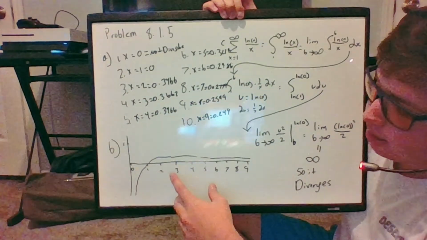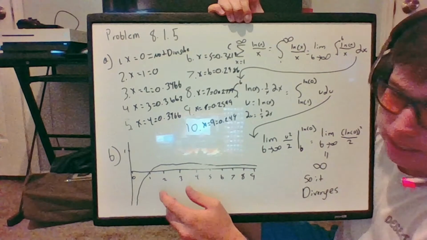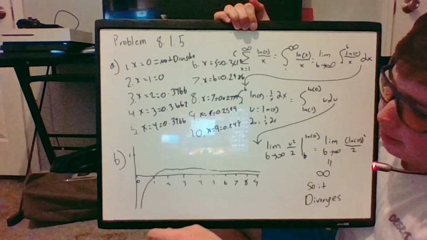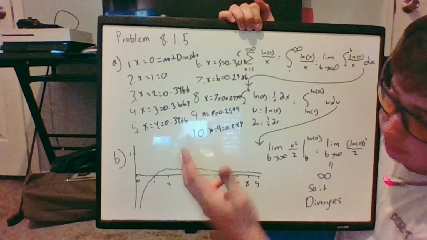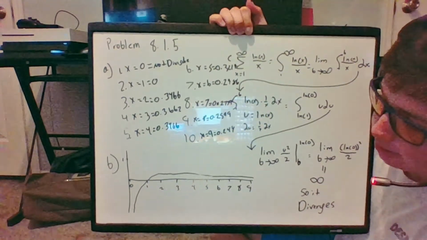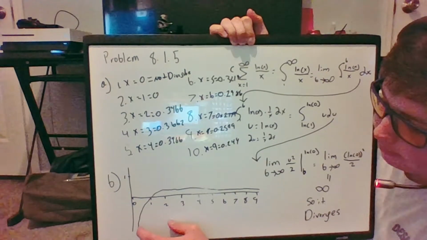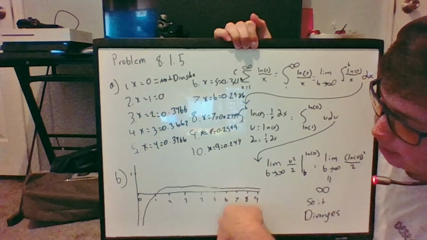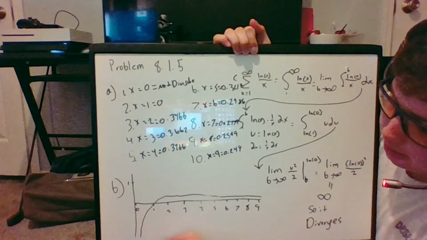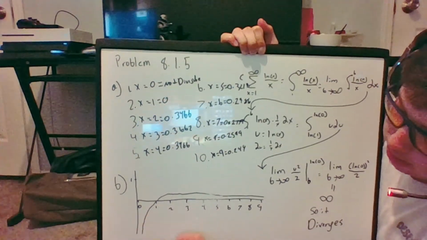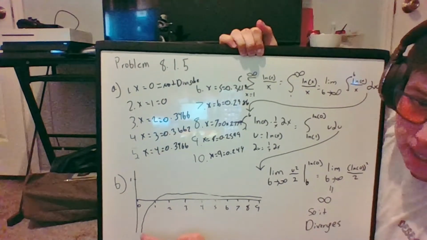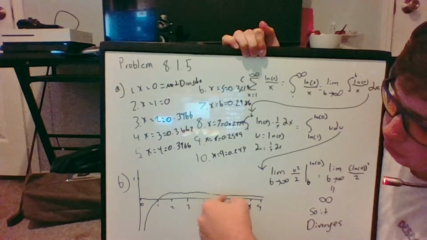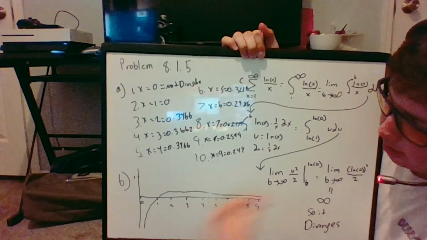And in part B, we're told to graph these first 10 values. So it's basically just graphing the log function, log x over x, and then stopping it at 9. And we see that, of course, it never touches 0, so that's why we get that weird finite number. And then at 1 we get 0, and then it's just slowly decreasing as we go.